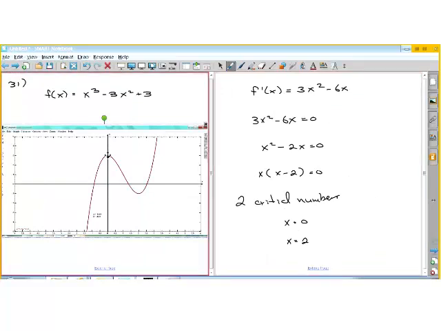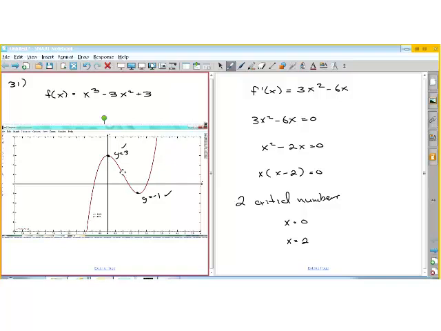So let's go back and just check it out. Go back to the graph. Here's the function at x equals 0, y equals 3. Check. When x equals 2, y equals negative 1. Check. So that all works out.